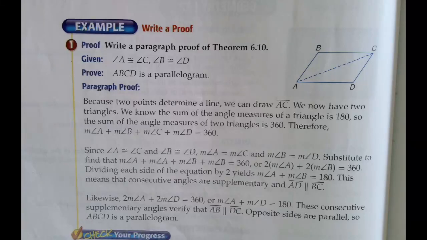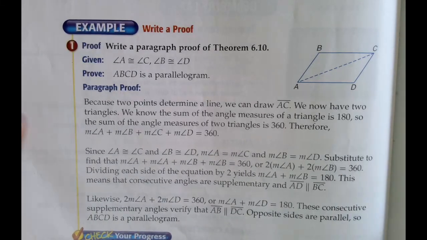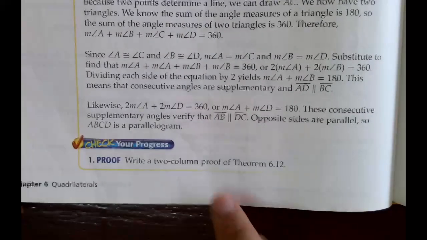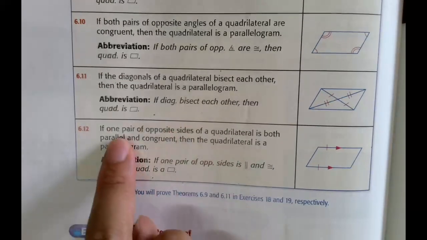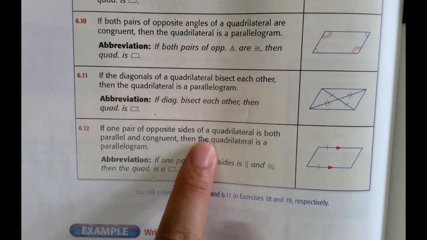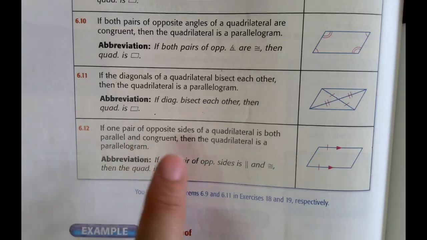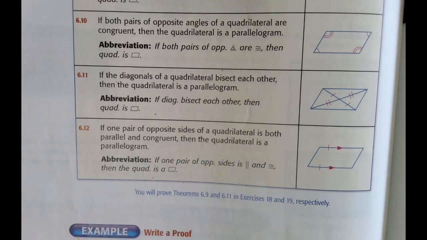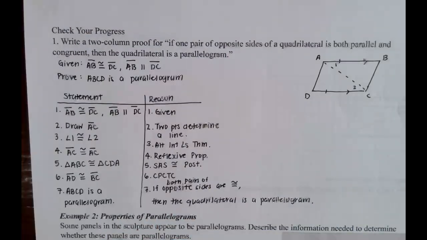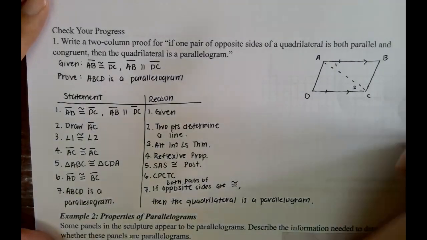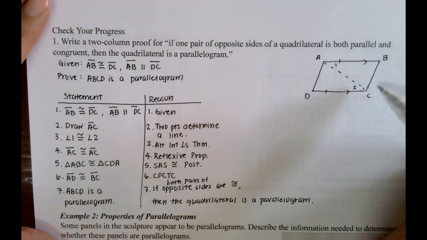There you go. So why don't you try the check your progress? You're going to write a 2-column proof for theorem 6.12, which states that if one pair of opposite sides of a quadrilateral is both parallel and congruent, then the quadrilateral is a parallelogram. You should have gotten something along this line. So draw a picture and label the vertices.